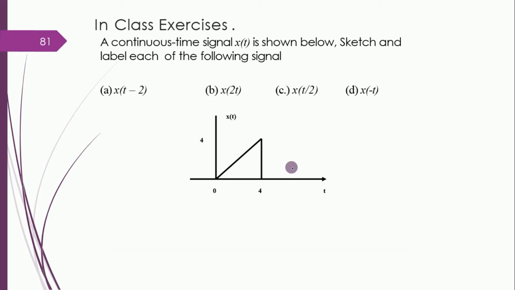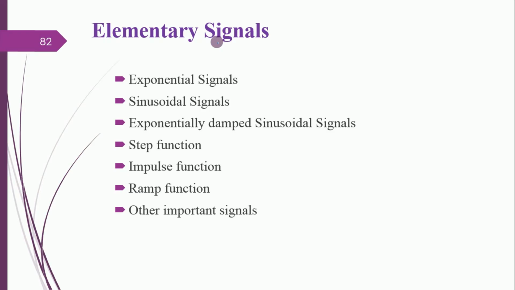Okay, so with this we are completing the time scaling and time shifting and precedence rule and reflection topic. There is one class exercise I'm giving again for you. This is a given signal. So what you are supposed to do is you need to shift it, scale it, reflection. And one more problem I'll give it. X of minus 3t plus 2. So try this.